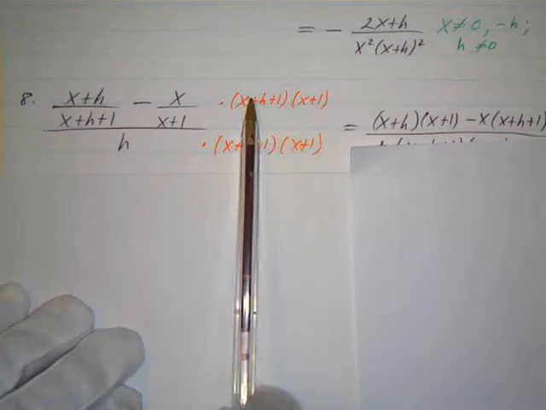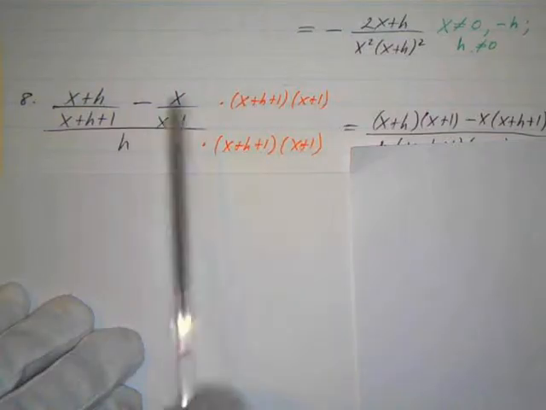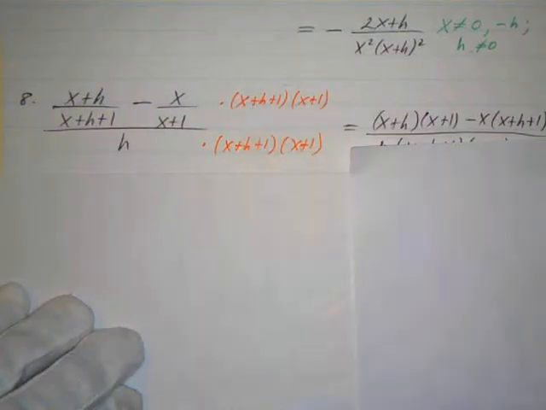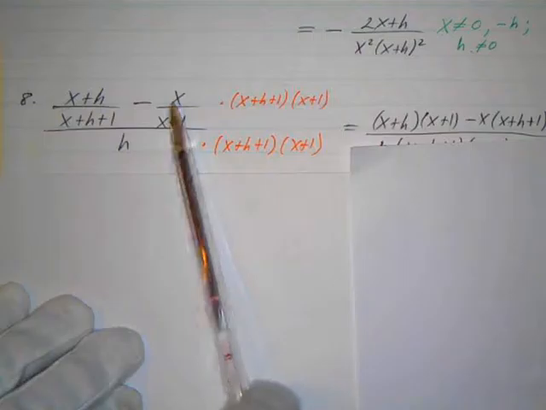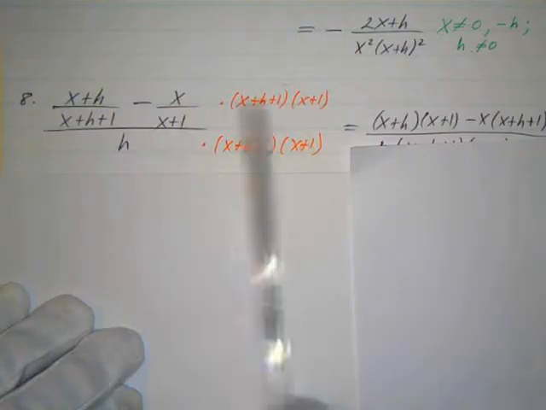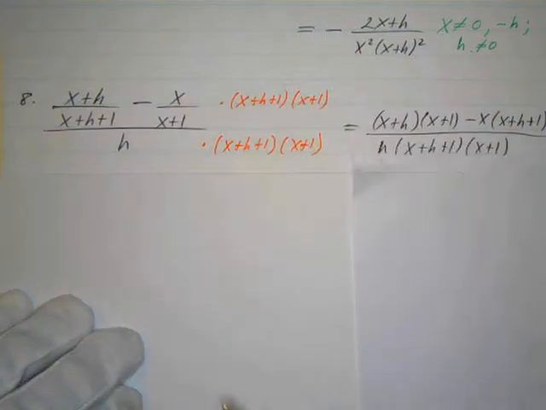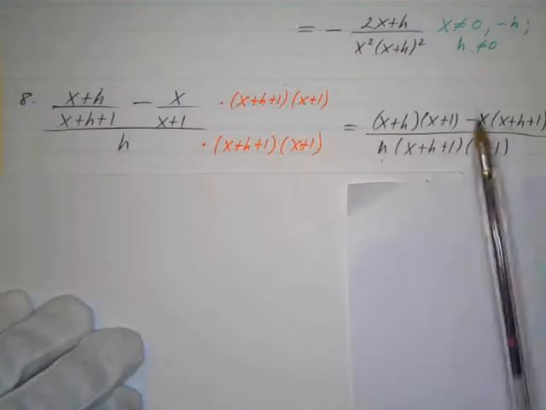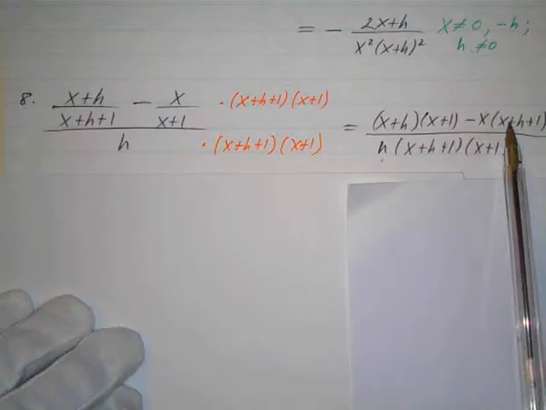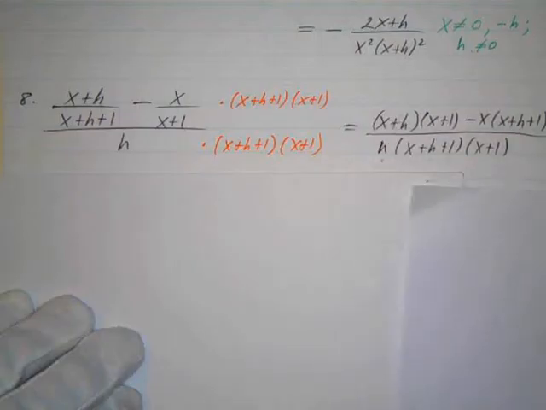And then when I multiply the LCD times the second term in the numerator, the x plus 1's cancel, so I've got x, and it's negative x, don't forget that, negative x times the trinomial. And that's all over the LCD, h times x plus h plus 1 times x plus 1. And then I'll multiply these out carefully, don't forget the negative sign, and I can multiply this binomial out.